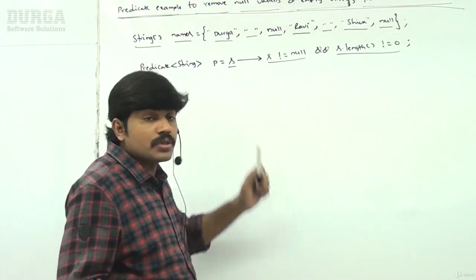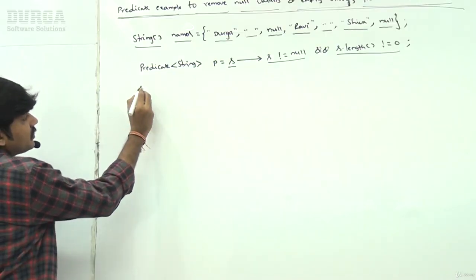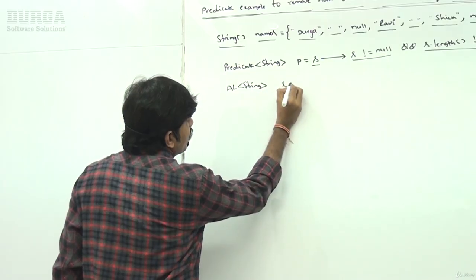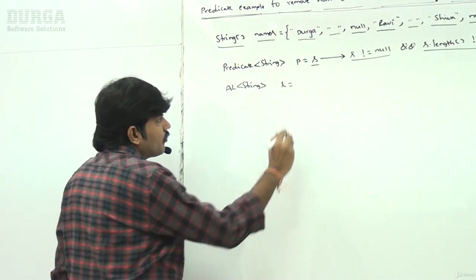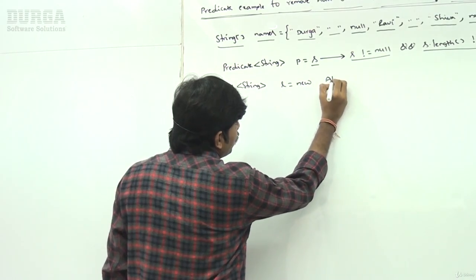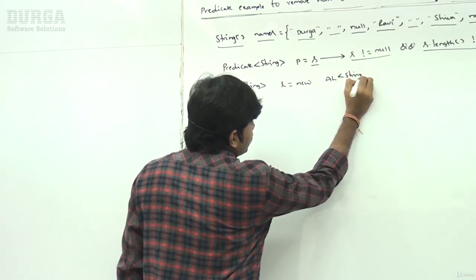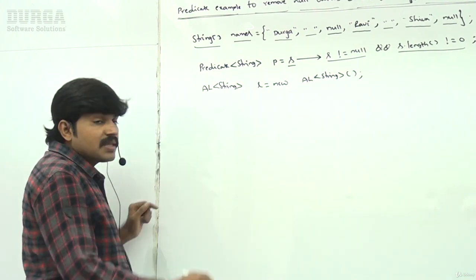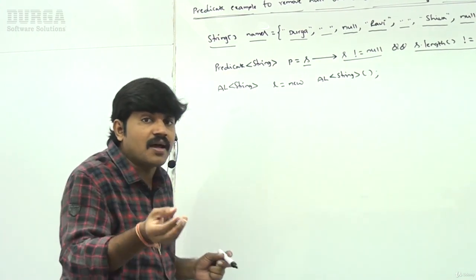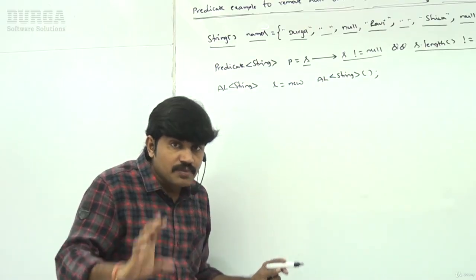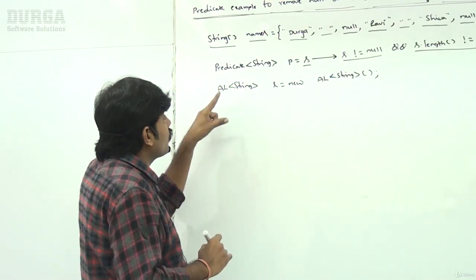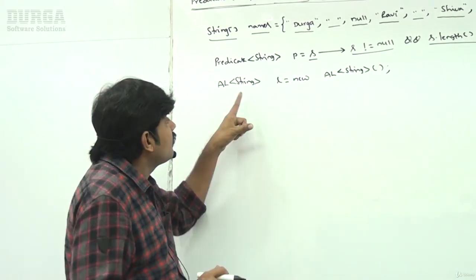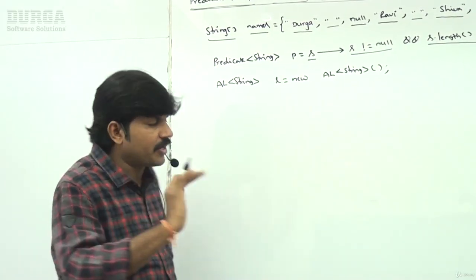Now how can I use this predicate? Just observe that. Sir, I am taking an ArrayList of String, L is equal to new ArrayList of String. Why am I taking this? If it is not null and not an empty string, such valid strings I want to add to this ArrayList, then happily in the remaining code I will use this ArrayList. This is my requirement, right?